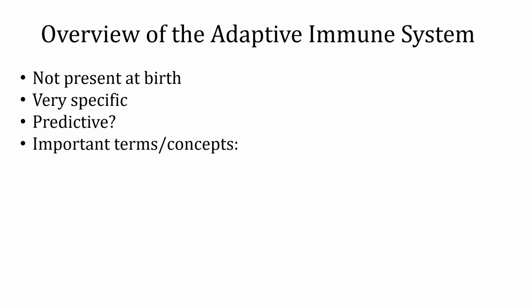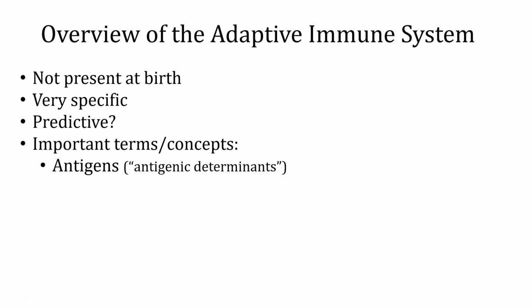Okay, some of the important terms and concepts. The first is this word antigen. Antigen is a general word used to describe generally anything that has a specific set of amino acids or a specific sequence of carbohydrates or nucleotides that can be recognized and bound.